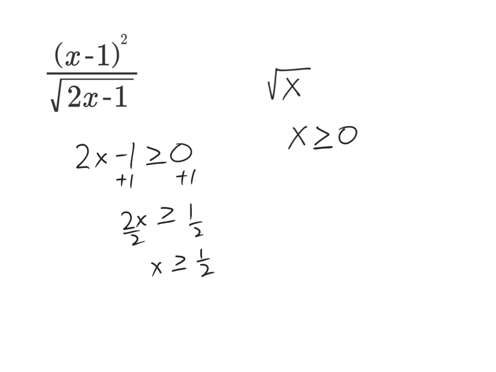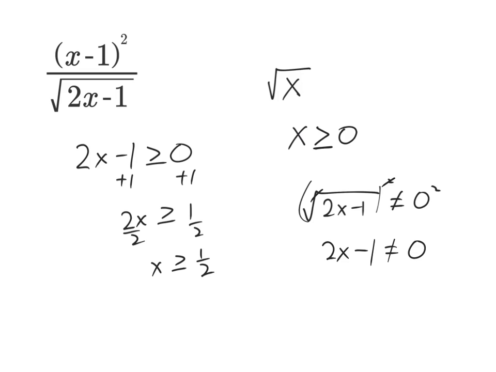Now, what else can't it be? Well, we also know that the bottom cannot equal 0. So the square root of 2x minus 1 cannot equal 0. So if I square both sides, since the square goes away with the square root, you end up getting 2x minus 1 cannot equal 0 squared, which is 0. And then add 1. 2x cannot be 1, so divide by 2. So x cannot be 1/2.